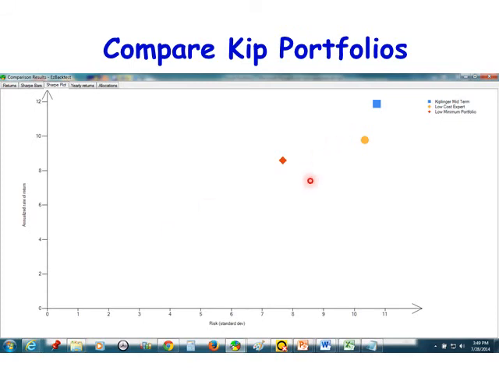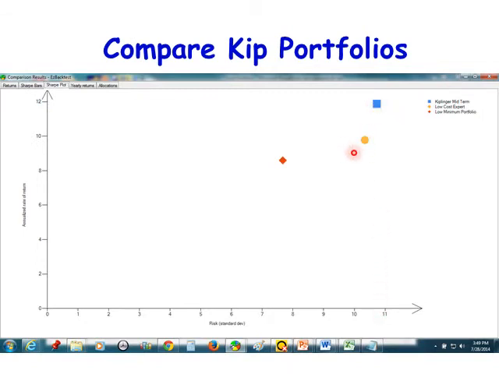Okay, here's the comparison here. So this is about the best portfolio we have, the Kiplinger midterm, considering the risk and the rewards. Return for the 10-year period is close to 12% here, and risk, the standard deviation, is less than 11.